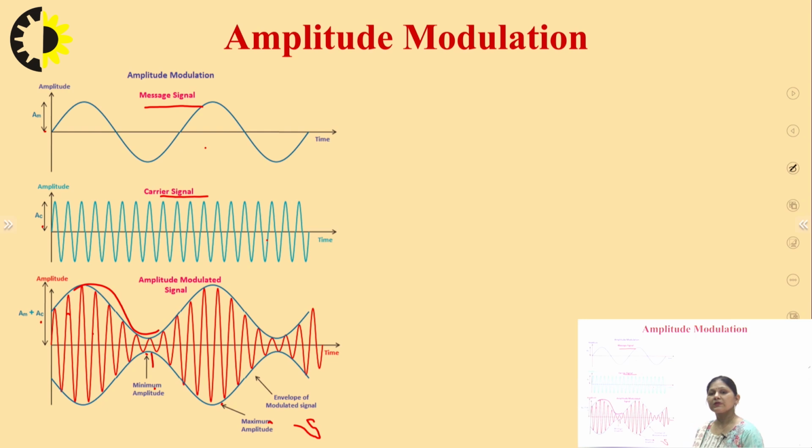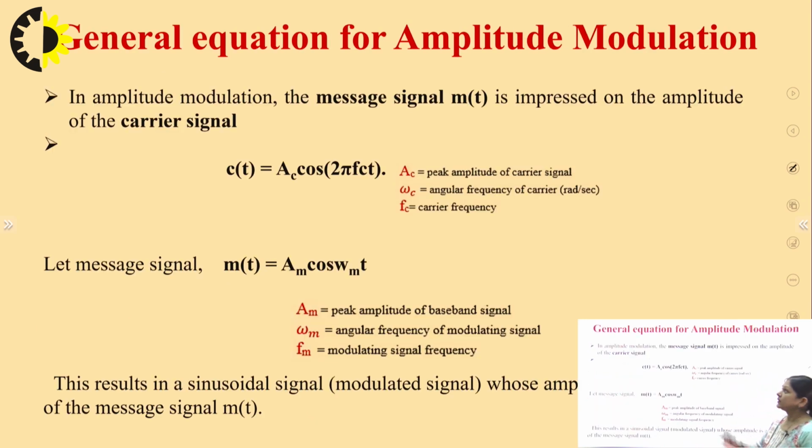Now we will be discussing about this modulated waveform. Now, the important thing is to derive the general expression of this waveform. In amplitude modulation, the message signal, here the message signal is denoted by m(t), is impressed on the amplitude of the carrier signal.